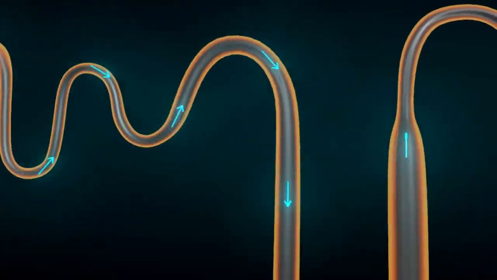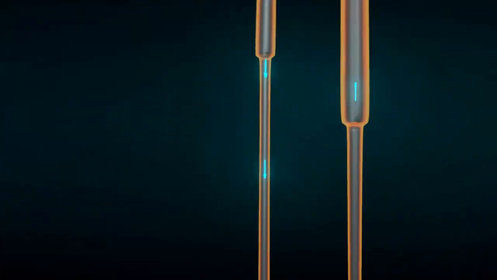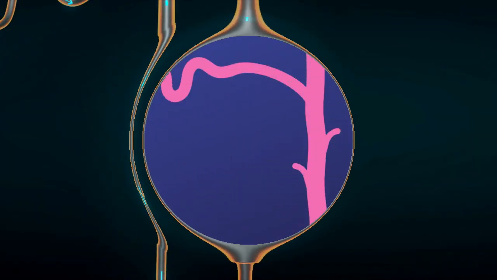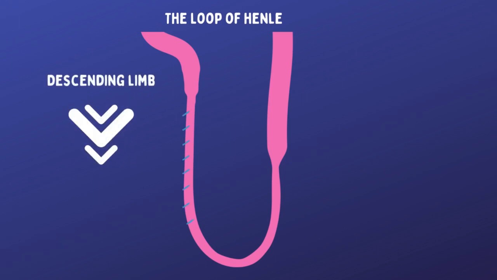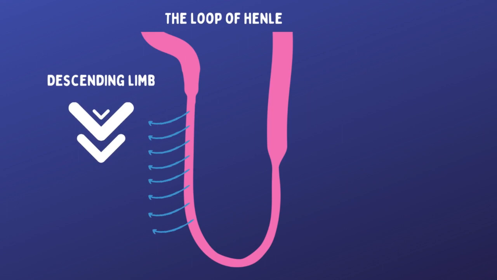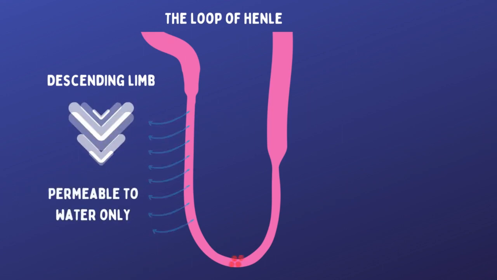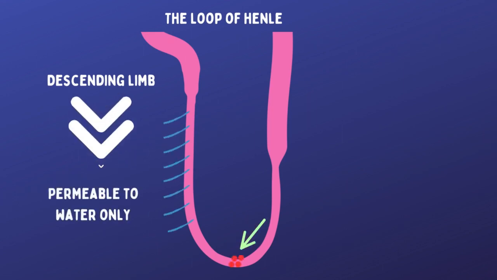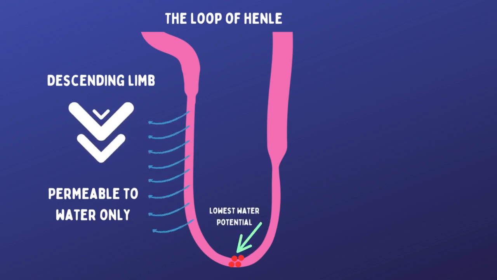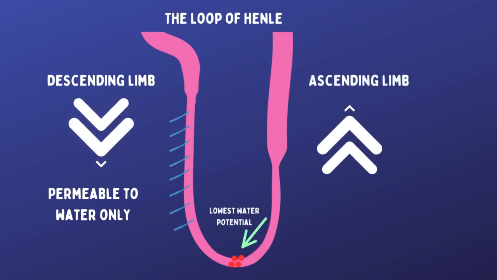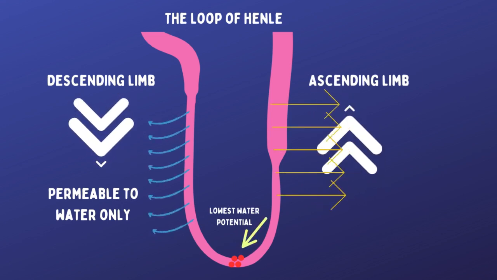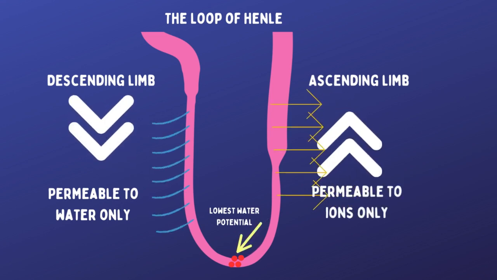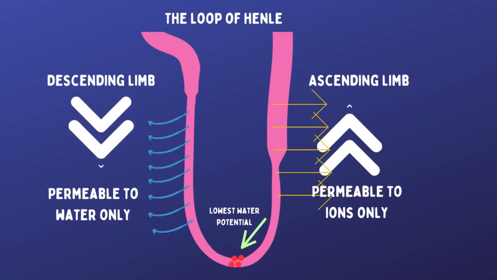As the filtrate reaches the loop of Henle and descends into the medulla region, water leaves the filtrate by osmosis. The descending limb is permeable to water only, and results in the filtrate becoming progressively more concentrated. At the base of the loop, the filtrate has the lowest water potential achieved in the loop of Henle. As it rises through the ascending limb, the walls are now permeable only to ions, and the sodium and chloride ions are actively pumped out into the interstitial fluid in the medulla.